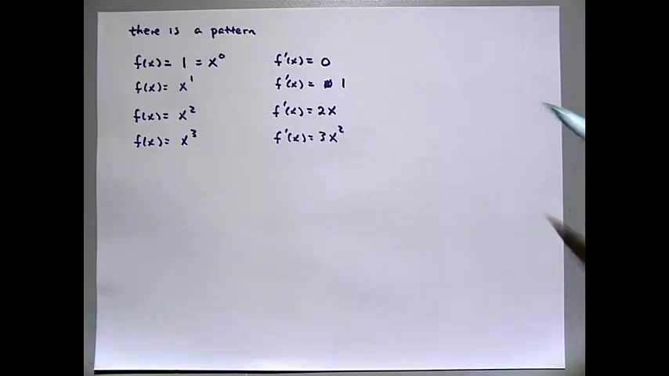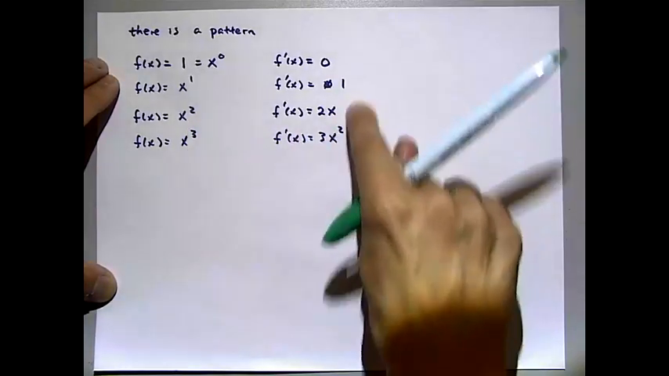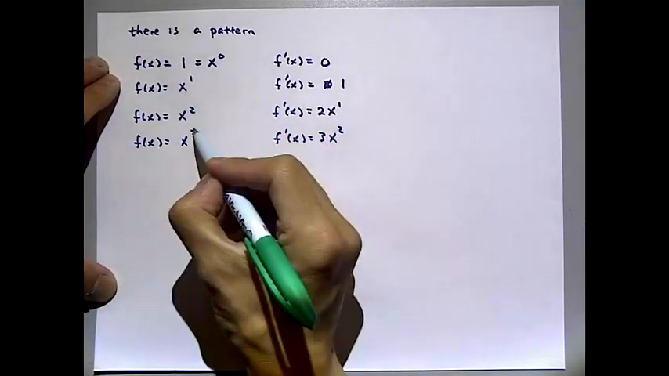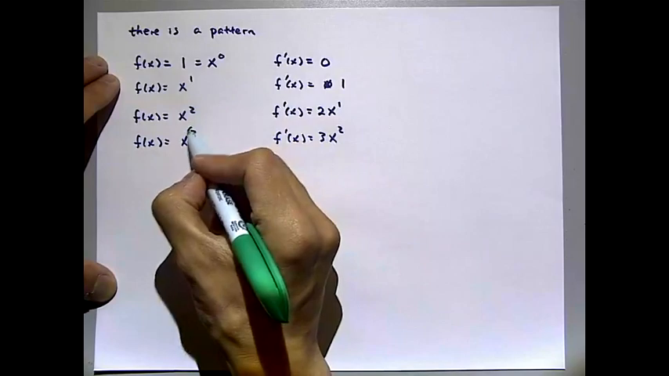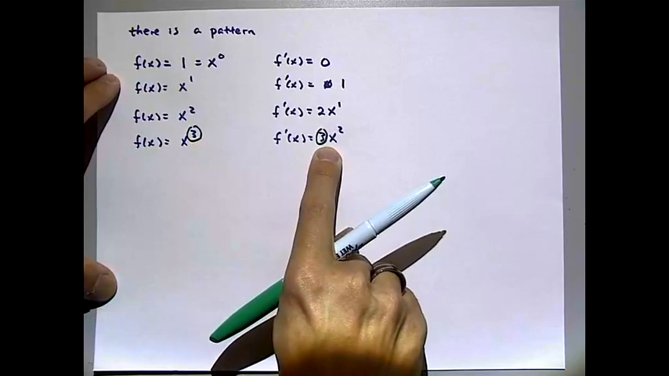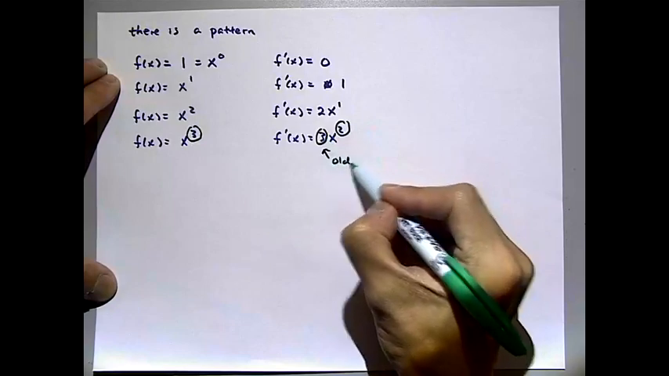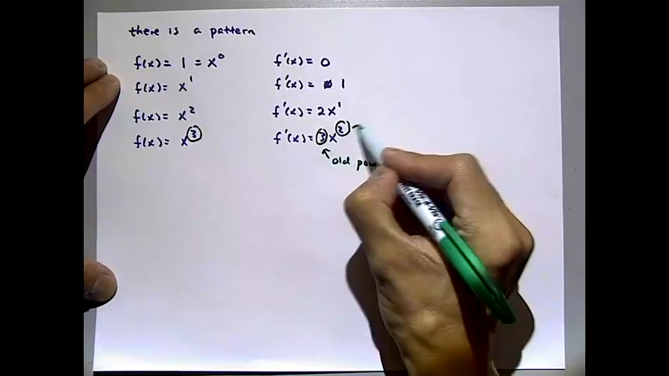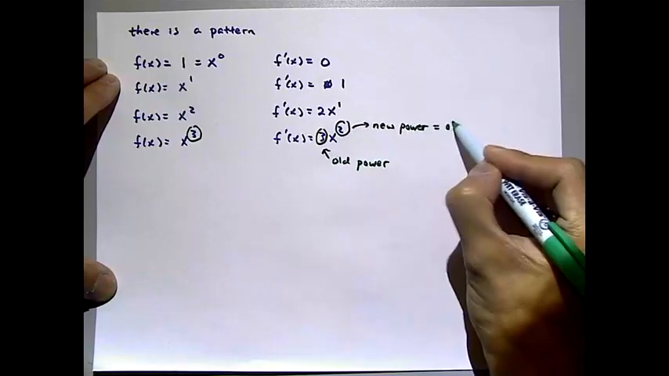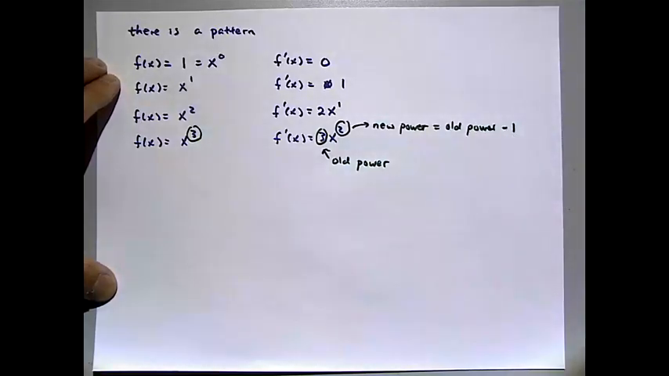Okay, so starting with the bottom, we'll work our way up. Notice what happened here. Looking at these two here, we see the same pattern. It looked like what happened is that when we took the derivative of x to the n, after the derivative, the power came to the front of it. And then the power got reduced by 1. So this was the old power. And notice that the new power is equal to the old power minus 1, right?